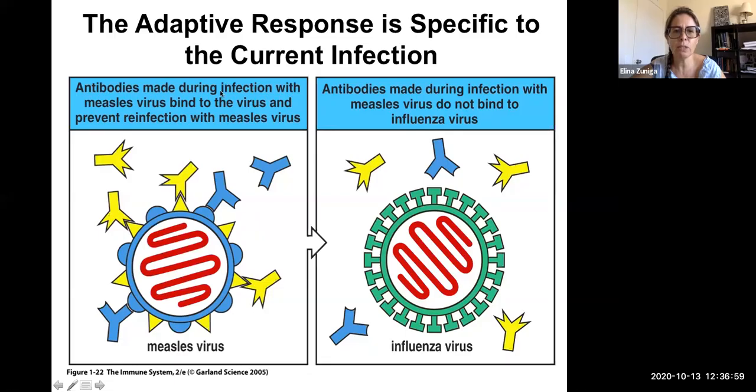Antibodies made during infection with measles will not protect you from an influenza infection, right? Because they are highly specific for, for example, the spike proteins, the proteins that are on the surface of the measles virion, and will not bind the proteins that are on the surface of the influenza virion, right? And so they are highly specific. Although within viruses of the same family, there could be some cross-reactivity.